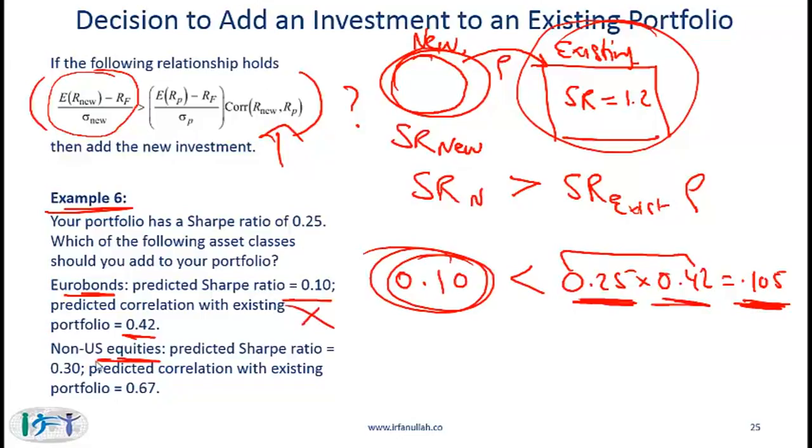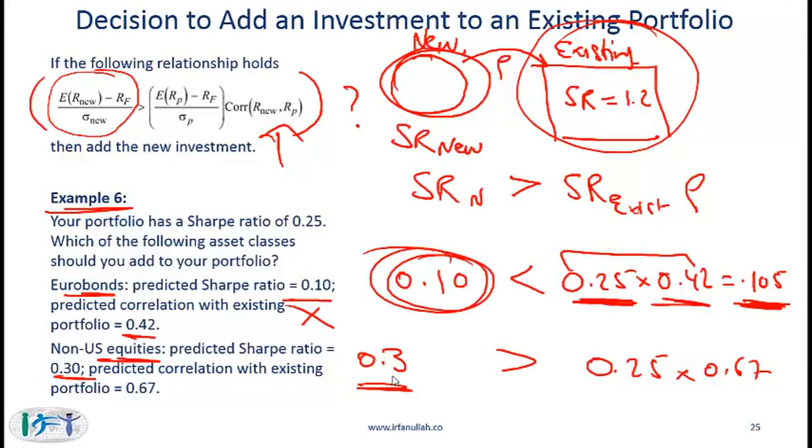What about non-US equities? Here the Sharpe ratio is 0.3. You compare 0.3 with 0.25 into 0.67. This is higher and you invest.